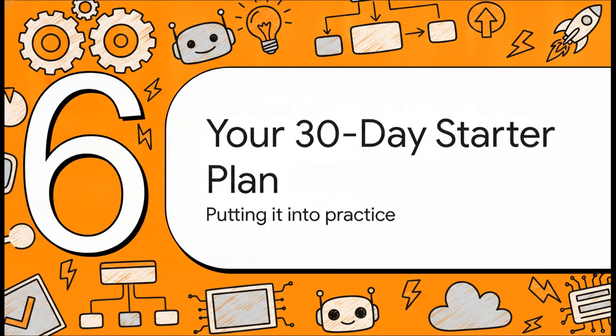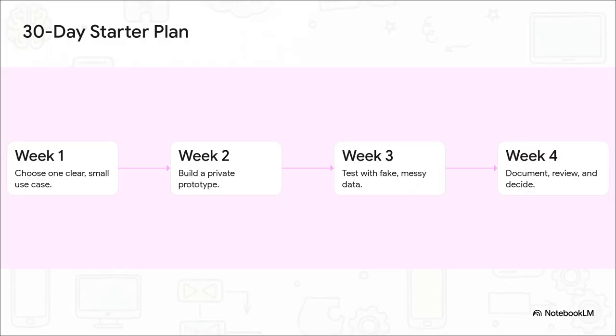Okay, let's bring all this home and put it into practice with Section 6, your 30-day starter plan. Let's walk through a highly actionable, structured timeline to get you building safely. Week 1. Do not go test every single tool on the market. Choose one clear, incredibly small use case from your day-to-day work, like summarizing form responses. Week 2. Build a private prototype. Use the simplest tool on the ladder that fits, and connect only the bare minimum apps.